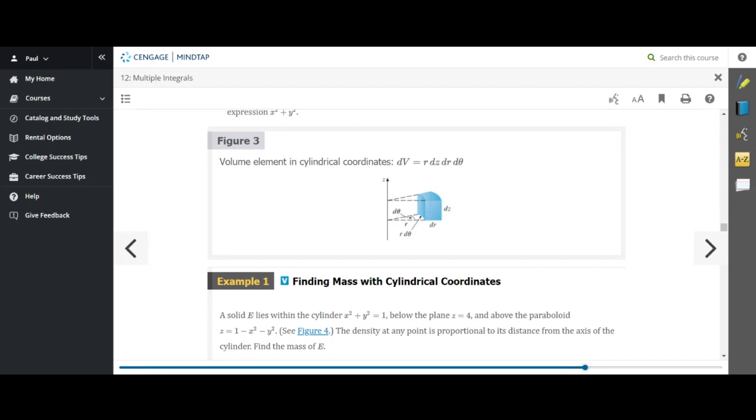For cylindrical coordinates, an element of volume, dV is equal to r dz dr d theta. So you see, if you wanted the volume of a little block, you would multiply length times width times height. In this case, the length is essentially dr, the width is r d theta, which is the length of that arc there, and dz is the height. So hence r dz dr d theta.